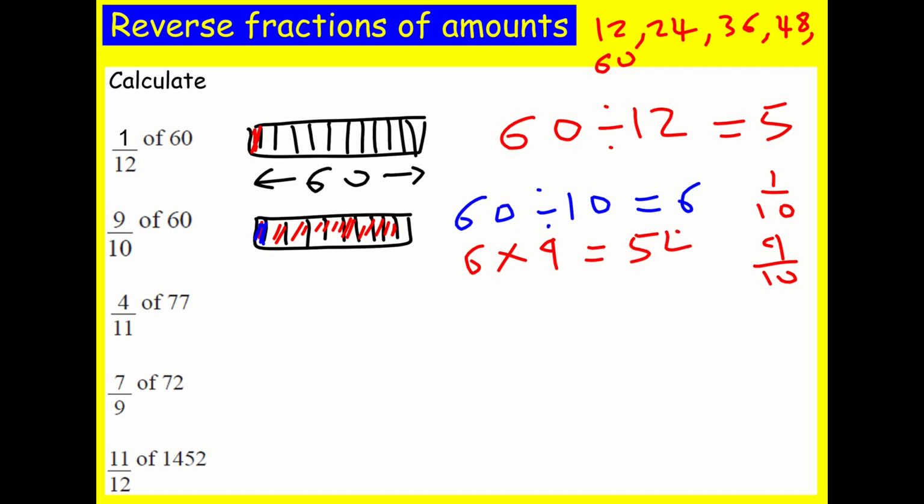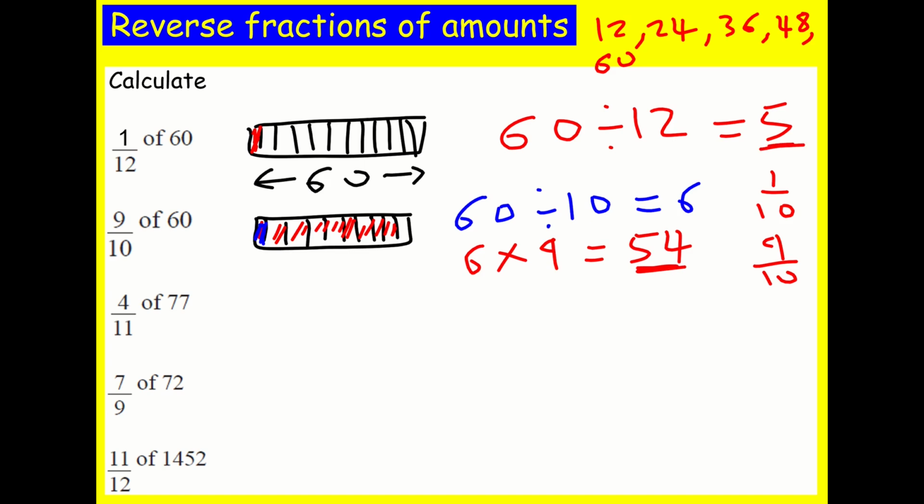We get 54. One way of doing this nicely in your head is to do 6 times 10 is 60, and then 6 times 9 is 6 less than that, so it's 60 minus 6. So rather than counting up with your times tables, you can find one like that and then count back. Okay, so the answer is 54.